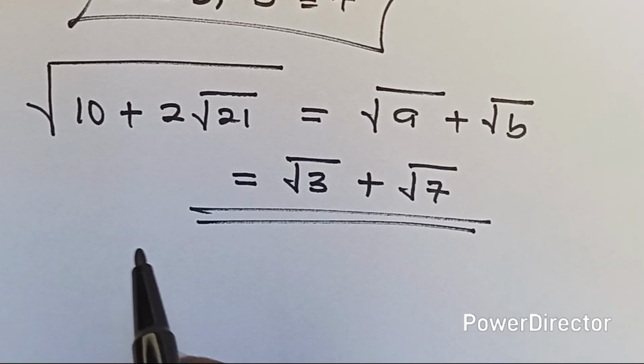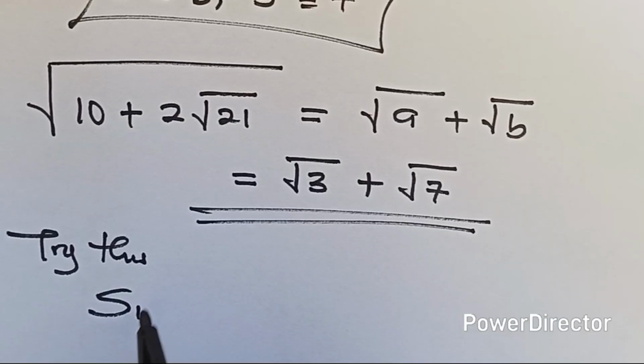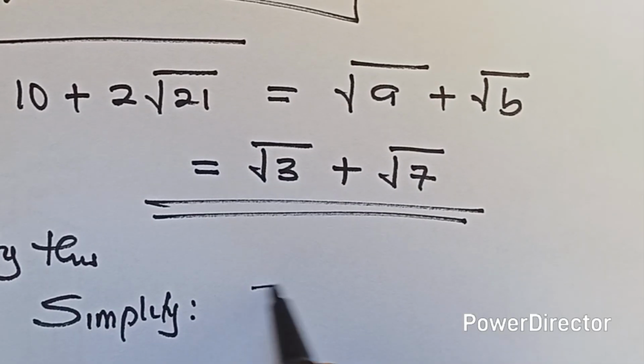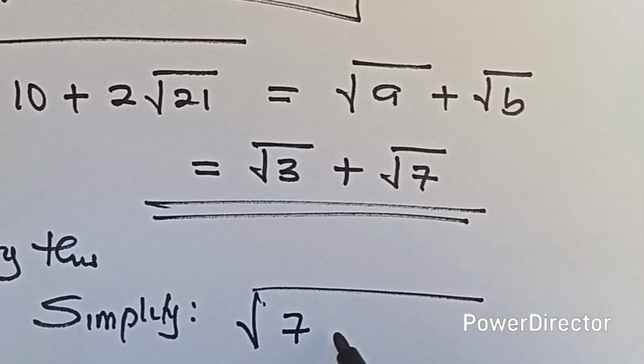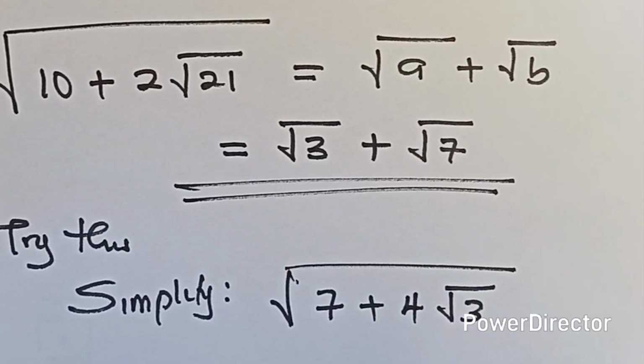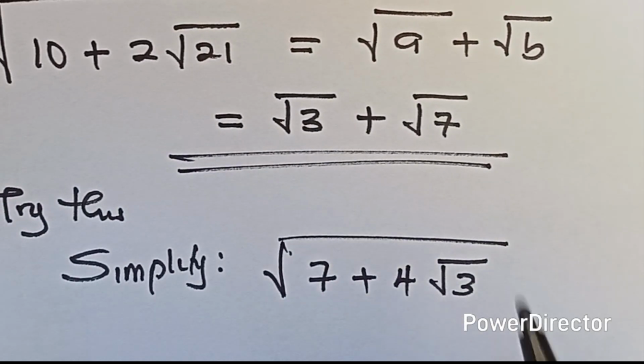Now let's try this. Let's simplify root 7 plus 4 root 3. Okay, so let's simplify this and write our answer under the comment section.